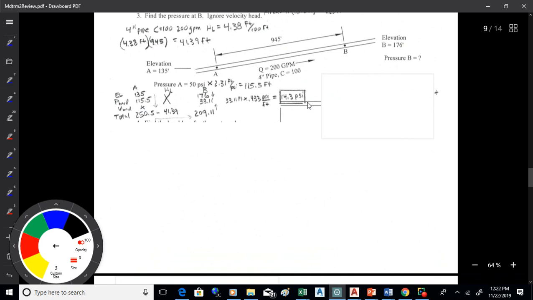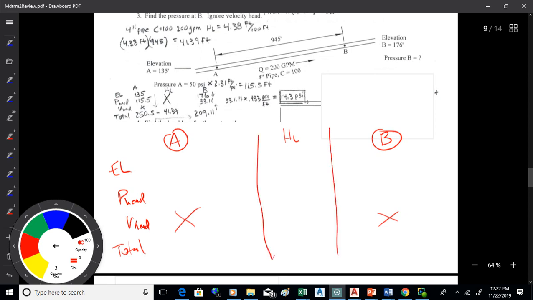All right, so now we can build a chart. That's how I like to do these. So we've got point A, and we've got point B, and we've got elevation, pressure head, velocity head, and the total. And then we've got the head loss in between. I think we're ignoring velocity head on this, which is commonly done. And then we're going to cross velocity head off the list.